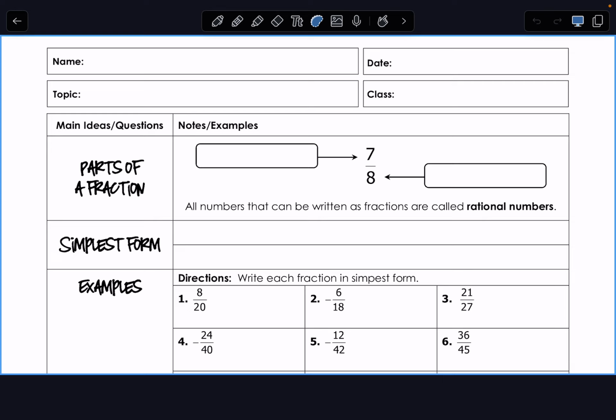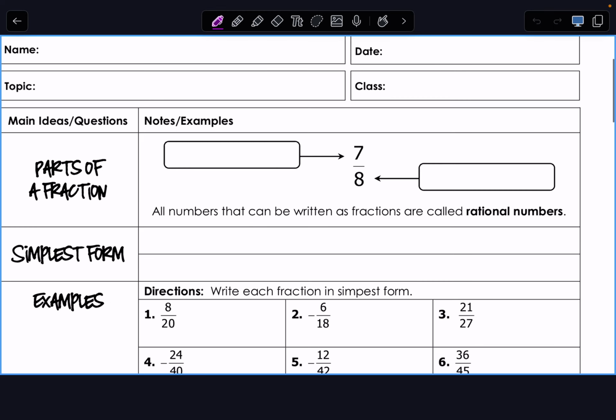If I'm looking at this fraction right here, what do we call this number 7? I think you said numerator, but I heard a bunch of mumbles. Okay. What about 8? What is that? Denominator. Okay. Hands to yourself, please. Now, numerator and denominator.